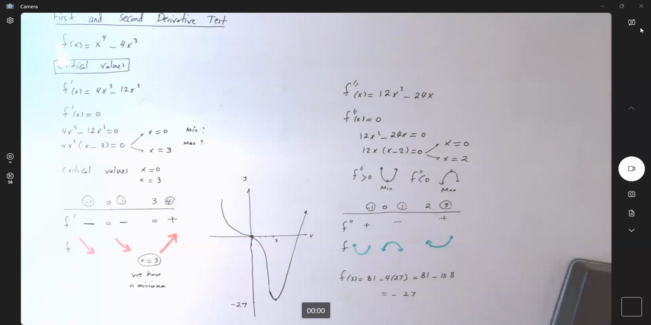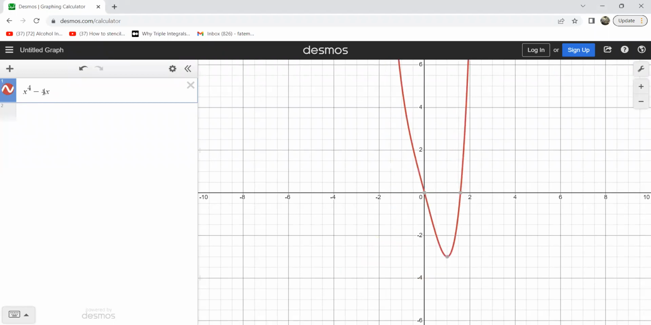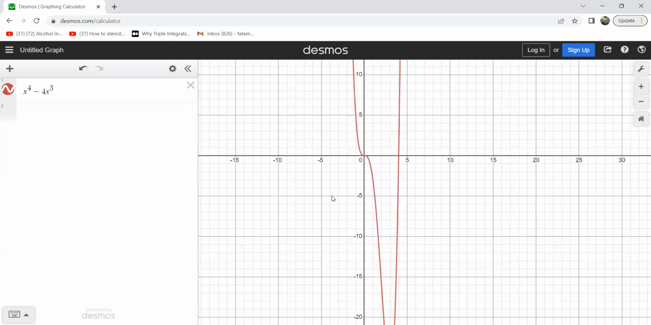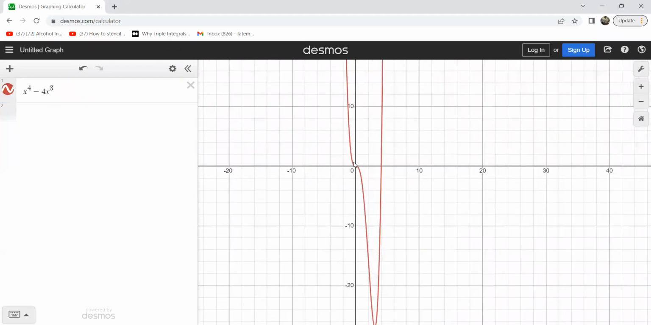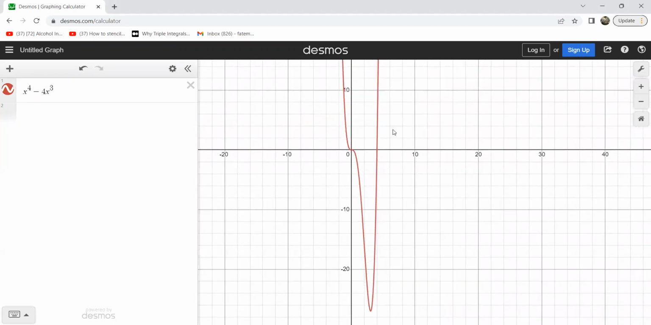We can use Desmos and double check it. So let's take a look at Desmos together. Here we have the function x to the 4 minus 4x cubed. As you can see, this is the behavior of your function. It concaves up, then concaves down, then it reaches its minimum, and then concaves up again.